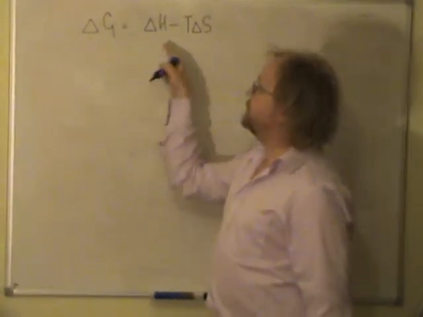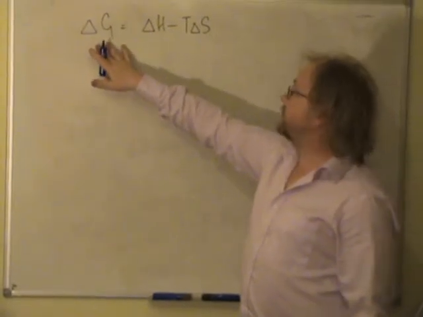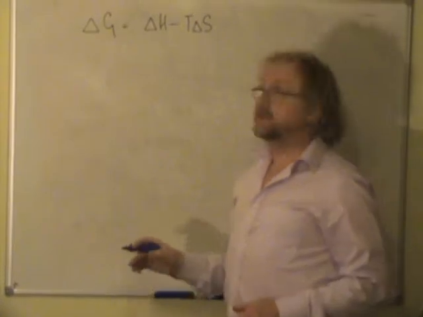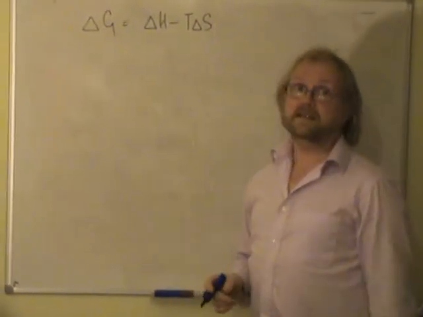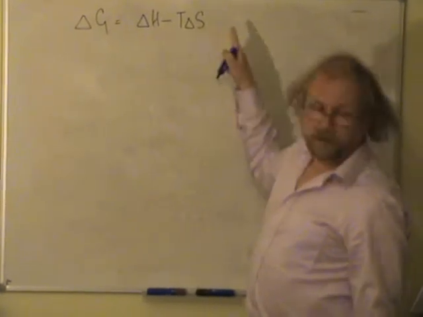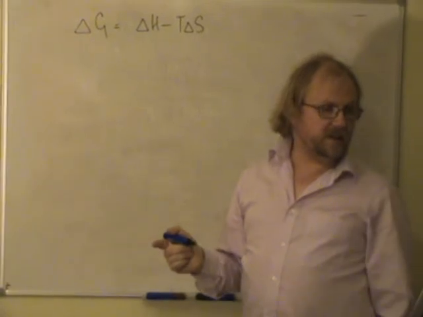We've got to compute delta G, and then what you say is that if delta G is negative, then the reaction is feasible. If it's positive, then it's not feasible. So that's what we're aiming to show, that delta G is negative. We're given delta H, but we've got to find delta S. And we can do that from the molar entropies.